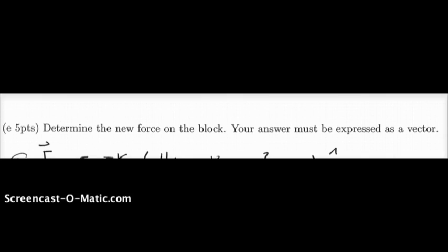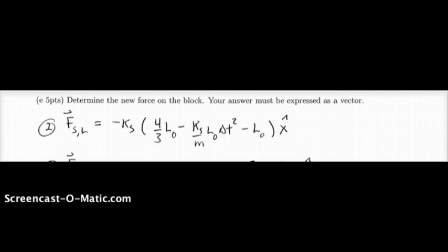Finally, Part E asks us to determine the new force on the block. To determine the new force on the block, we do the same thing we did in Part B. We must first find the force from the left spring, which is -K sub s times the final position 4/3 L sub 0 minus Ks divided by m times L sub 0 times delta t squared minus the relaxed position of L sub 0 times x hat, with x hat being 1, 0, 0.